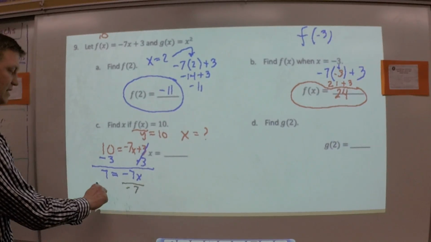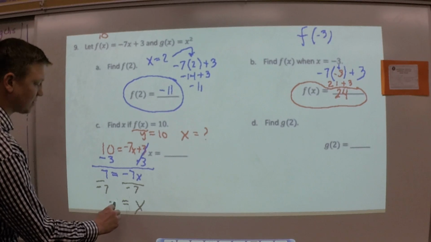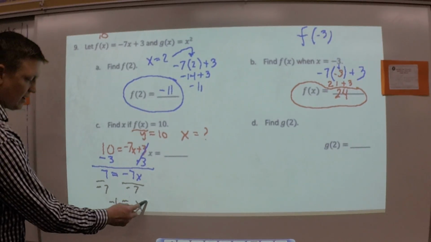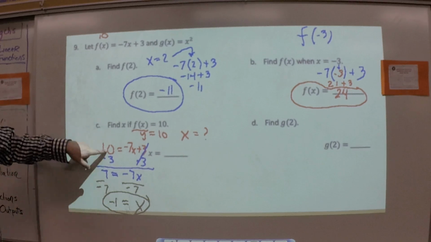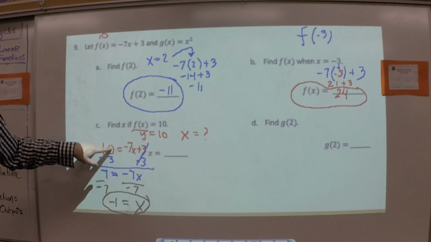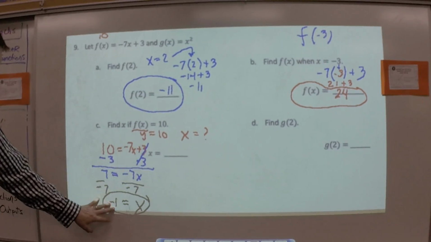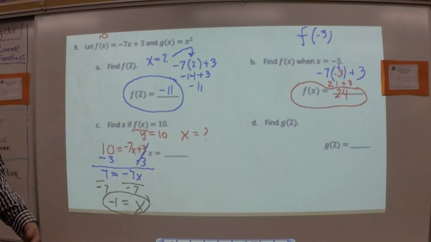Divide by negative 7, divide by negative 7, and you finally end up with x equals what? X equals negative 1. All right? And so that is our final answer. That's what x equals based on an output of 10. That means what is it equal to? Set it equal to 10 and solve, or evaluate for finding the x value in reverse, sort of thing.